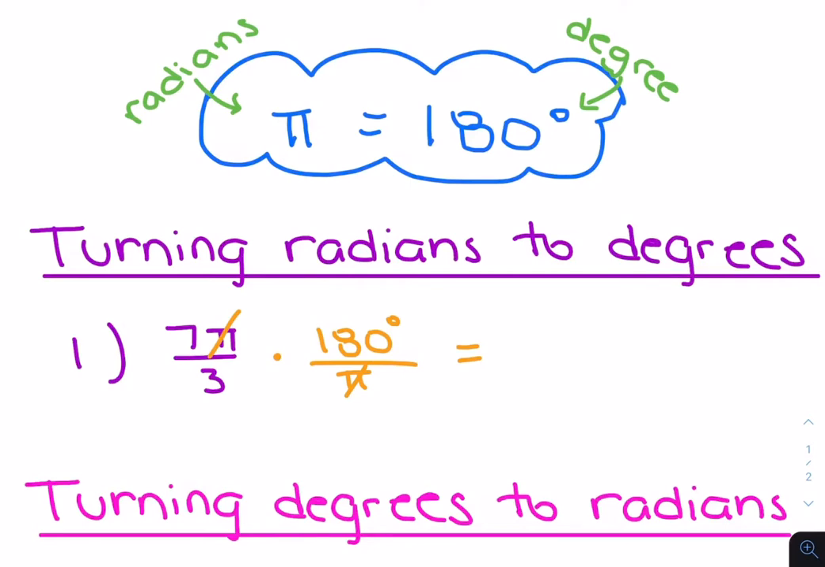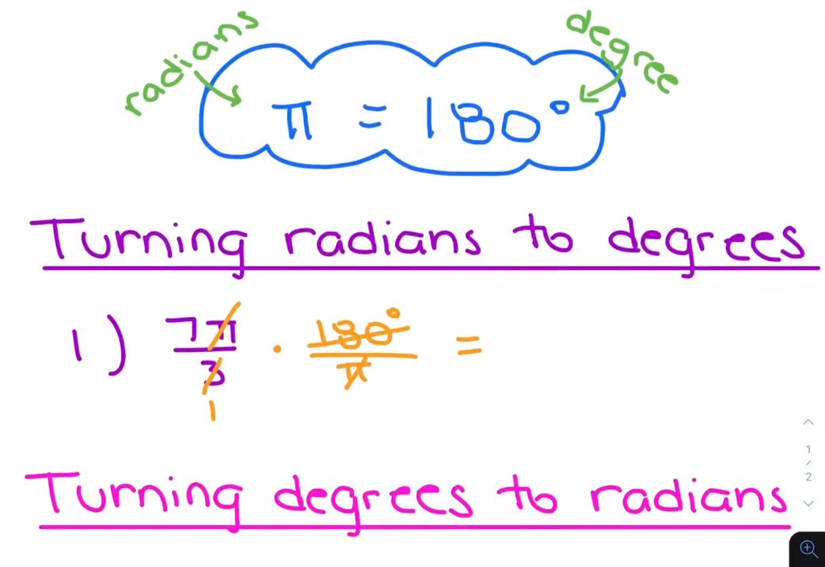So we can see that 3 goes into 3 one time, and 3 goes into 180 60 times. So we can write that out. And now we can just multiply 7 times 60. Well, 7 times 60 is 420. So this is actually 420 degrees.